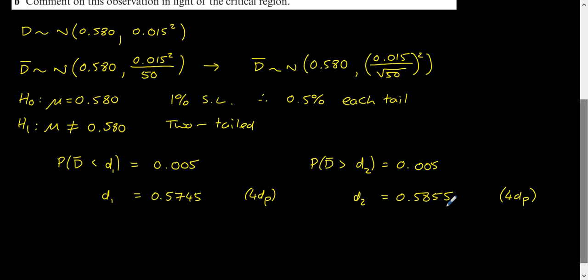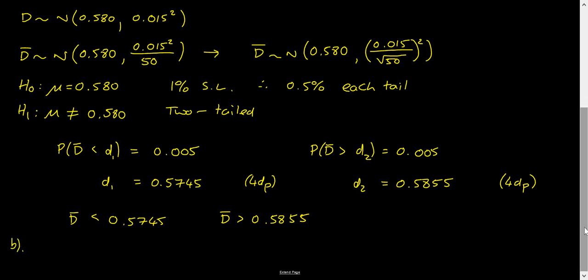So what is our critical region? Our critical region is going to be for D, the sample mean, being less than 0.5745 and greater than 0.5855. So any sample mean that comes out lower than this number or higher than this number will be significant, and therefore there will be evidence that the mean has changed.